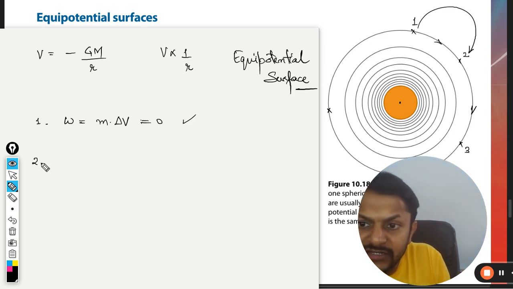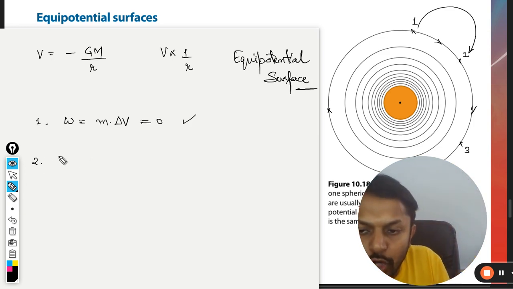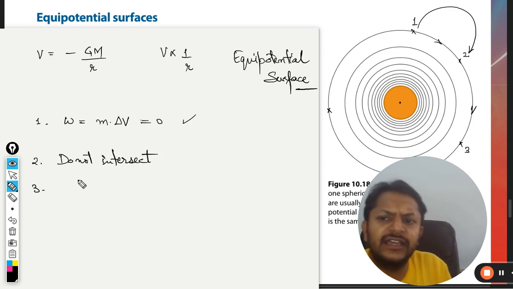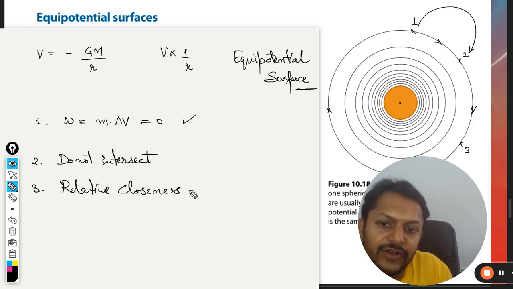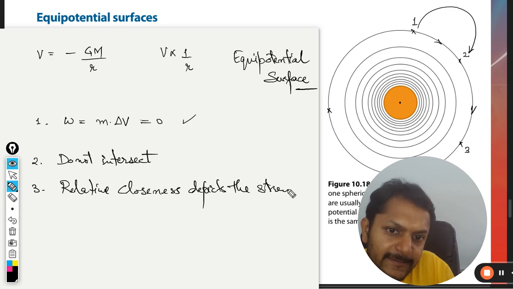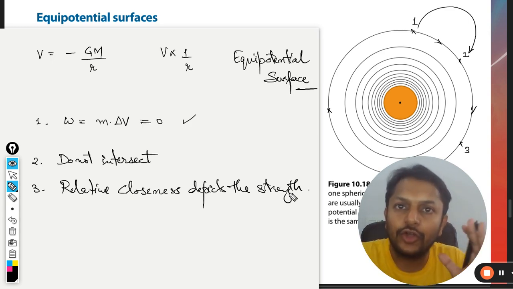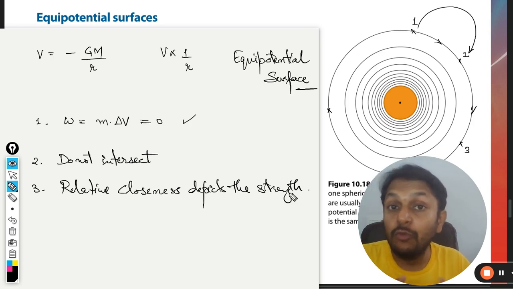Okay. What are the other important points that we can learn about equipotential surfaces? Point number 2, they do not intersect, similar to the field lines. Now, another thing is the relative closeness. The relative closeness depicts the strength of the gravitational field.